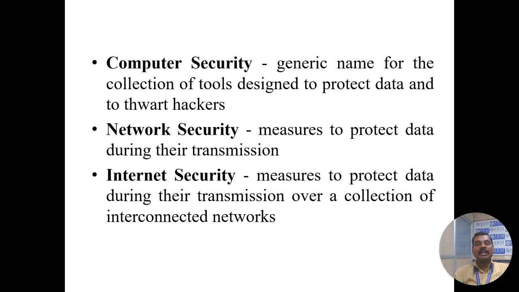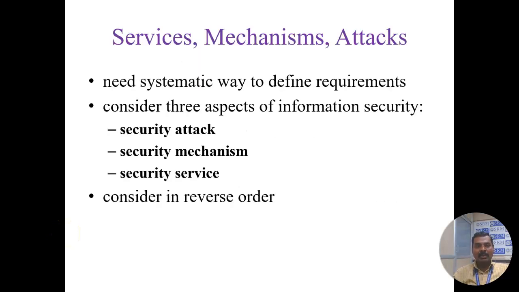So here the various types of security are given: computer security, network security, as well as internet security. Computer security, you know very well, is designed to protect the data from hackers. Network security is measures to protect data during transmission. Whenever you connect to any local server, at that time we have to provide security to your network, right? Internet security is when you connect to a third party, that means over a collection of interconnected networks, like the internet, right? So these are the basic security points.